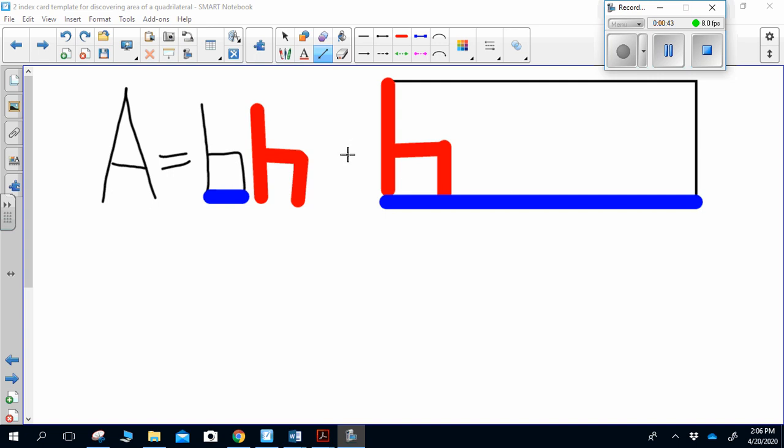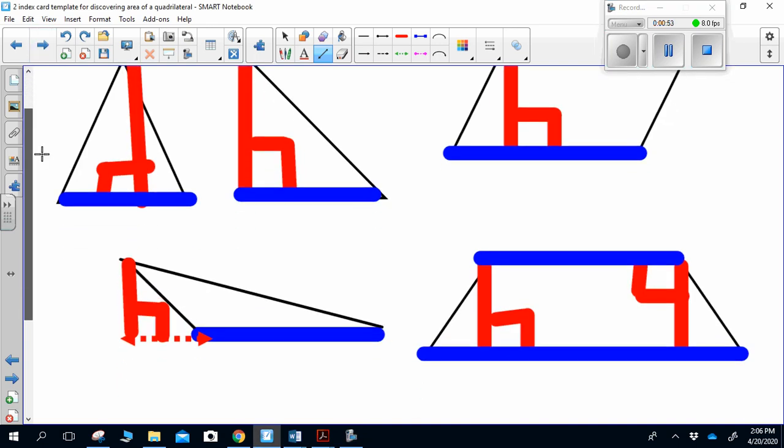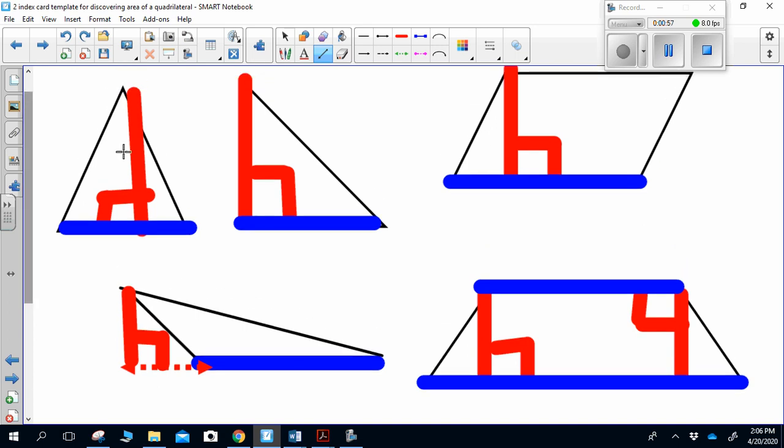So I've got my base and my height. So this is a rectangle. So the formula for the area of a rectangle is the base times the height. The second shape I want to talk about are triangles. And so I have three different triangles here. I have a right triangle, I have an isosceles triangle, and then I have an obtuse triangle.